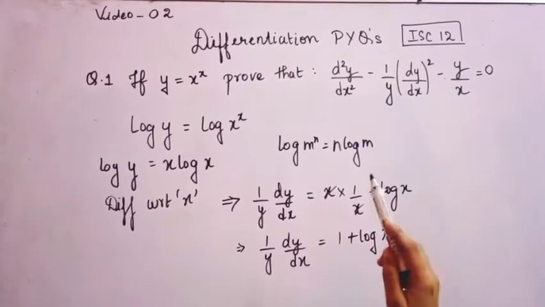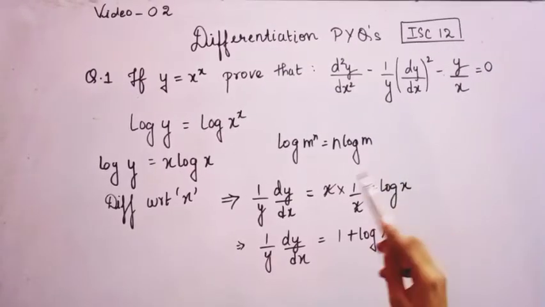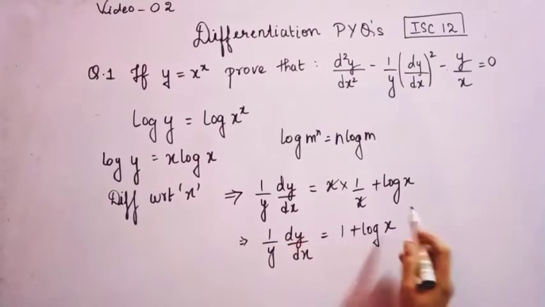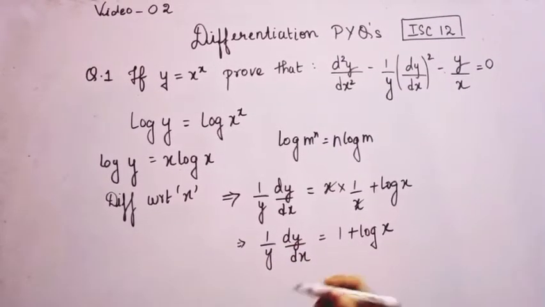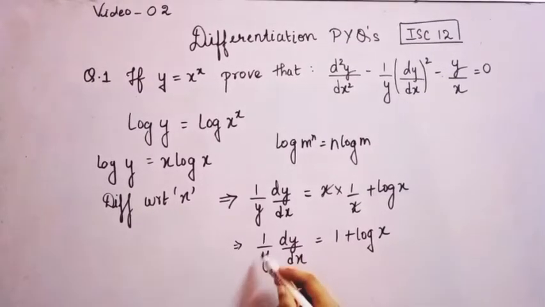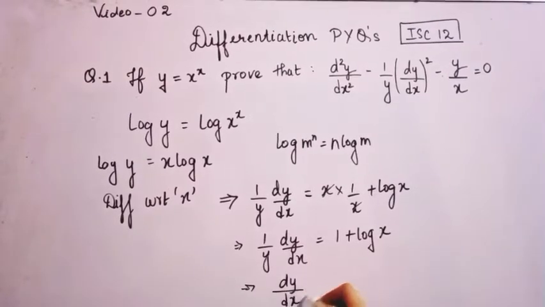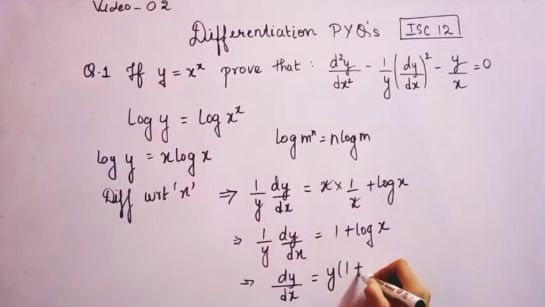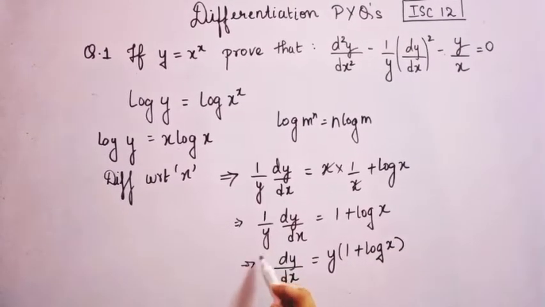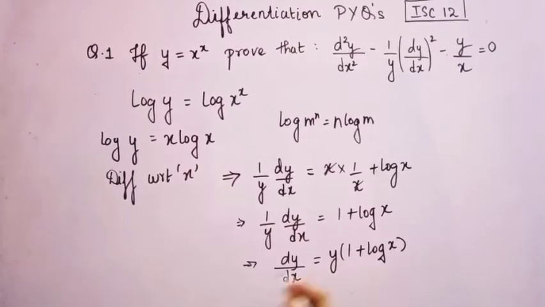Now just notice that you have to prove d2y by dx square minus 1 by y and so on. So you need to get d2y by dx square. So we'll be differentiating this statement once more, right? But the first step I'll be doing is, I'll be multiplying this y on the right hand side. So it will become dy by dx equals y into (1 plus log x). See, if you get anything on the left hand side, it is better to take it to the right hand side in order to avoid complications.